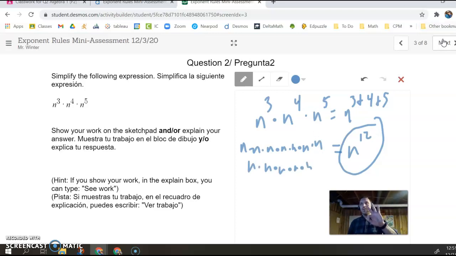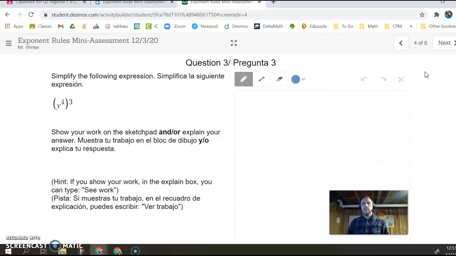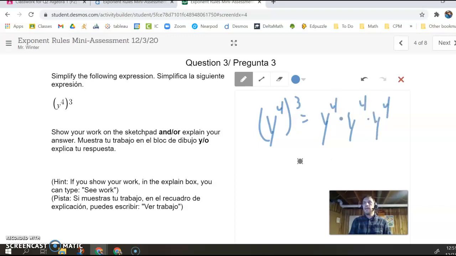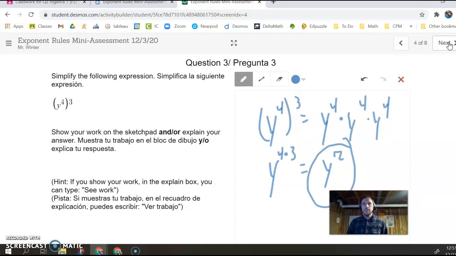All right, question 3. Now pause this one, take a look, see if you got it right. y to the 4th to the 3rd power is the same as saying I have y to the 4th 3 times. Or we can use that power rule that says we can multiply the exponents when we take a power to a power. So we end up with y to the 12th. All right, how'd you do?